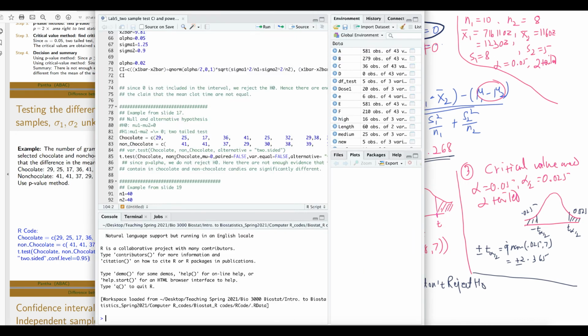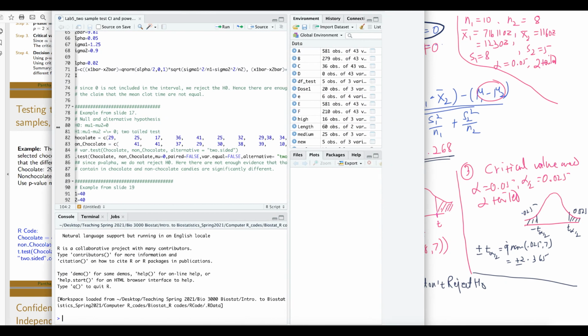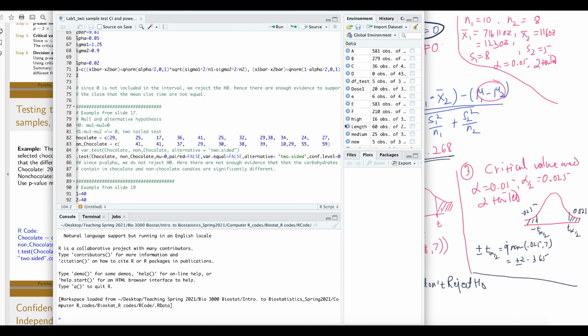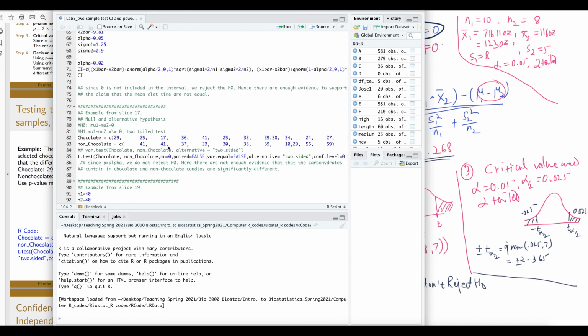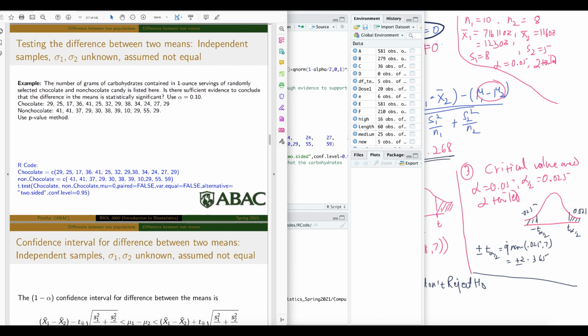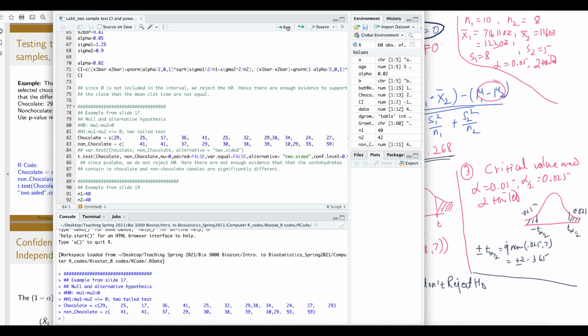Okay guys, so basically you run this code. Let me show you how I did here. Look at this one. Let me see if I can show all of these. So see, example from slide 17. This is slide number 17. And then the null hypothesis: null is mu1 minus mu2 equals 0. Alternative is not equal to 0. Two-tailed test. So let us run this: chocolate, non-chocolate, and then t-test.